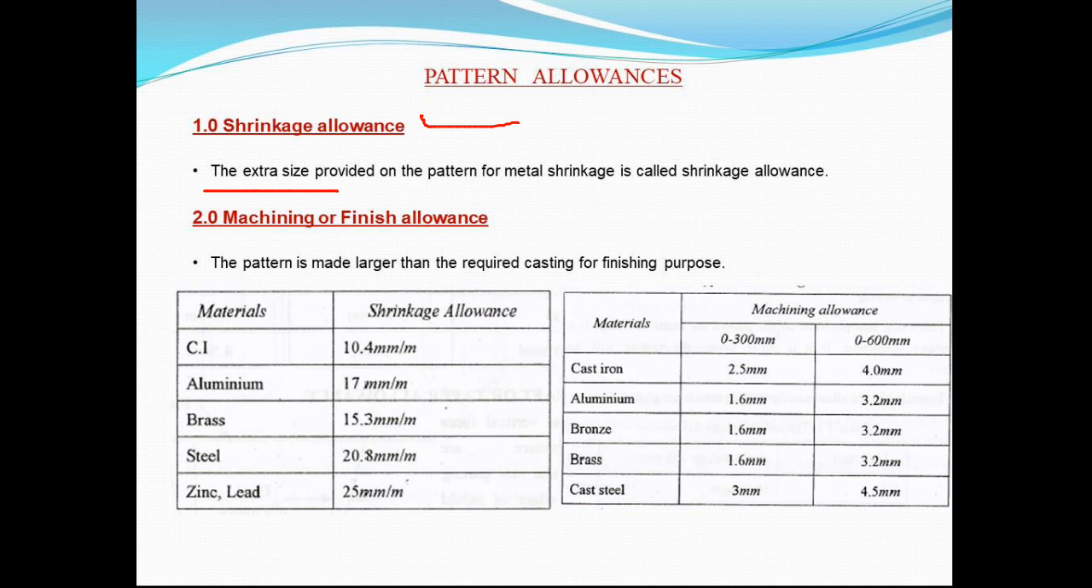So automatically after the metal shrinks, we can get the exact dimension of the final product. For that purpose only we are using shrinkage allowances. Next one is machining allowances.